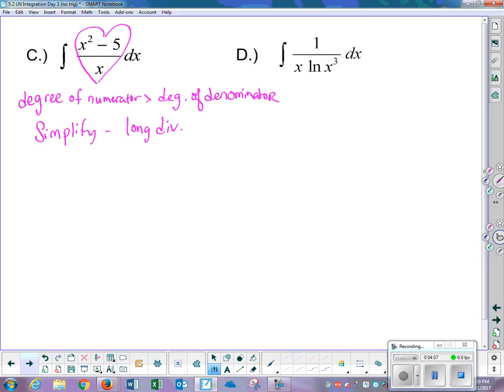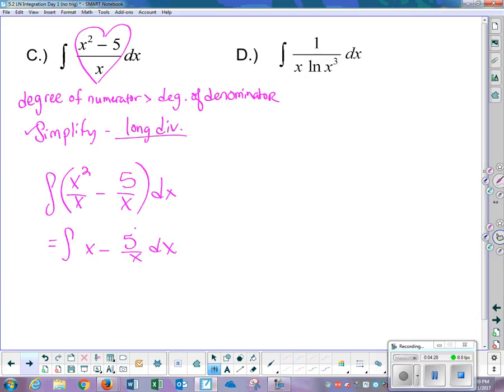We know these are the type we just love. So maybe it would even be easier to take the numerator and split it up so it is its own fraction, with its own denominator for each of those numerators. And now we can simplify this idea of simplifying using long division. x goes into these x times, minus 5 over x dx.